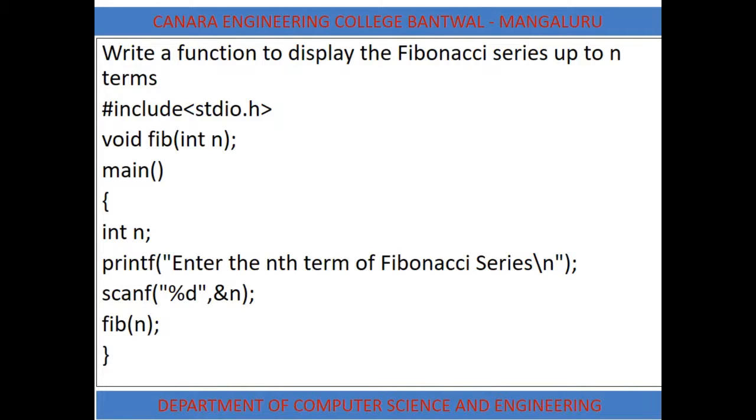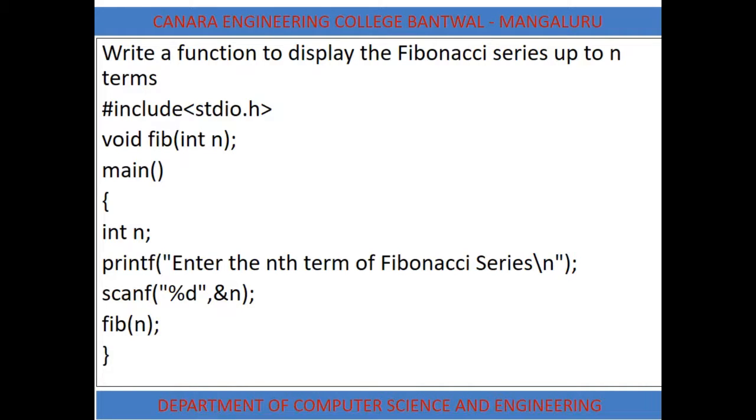So I'll just call the function from the main function. I'll call the function fib and then display the Fibonacci series in the function itself. That's why the function does not return any value. So I mentioned void fib is the name of the function, int n. N is the number, the nth term up to which the Fibonacci series has to be displayed.